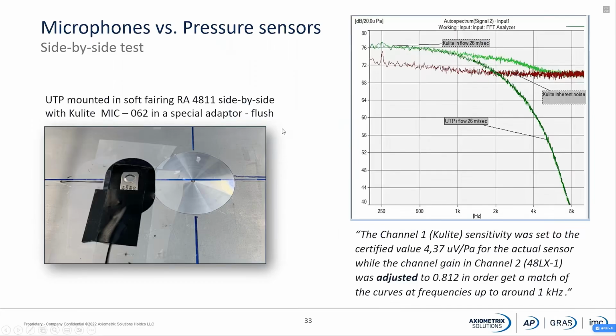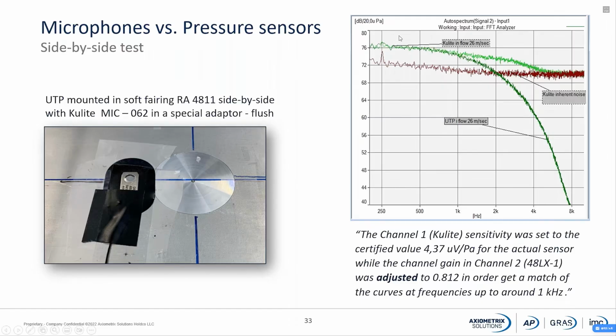So now we are putting them side by side. As you can see here, we have mounted them in a plate. So you have the UTP mounted with a soft fairing and then just some tape. So now it is 1 millimeter high over the surface. And then we have the Q-Lite MIC62 in a special adapter, which means that it is 100% flush mounted.